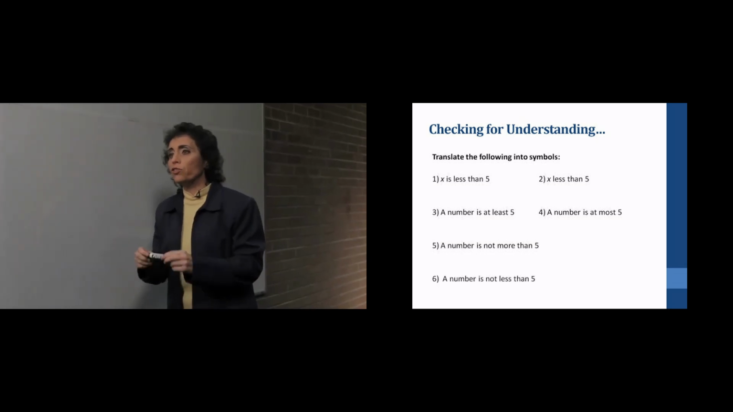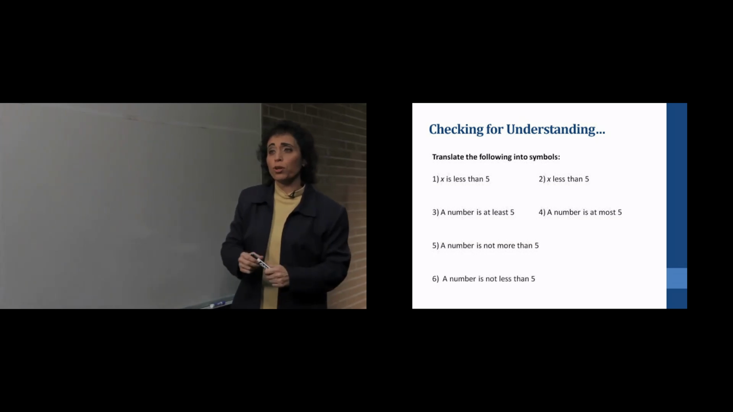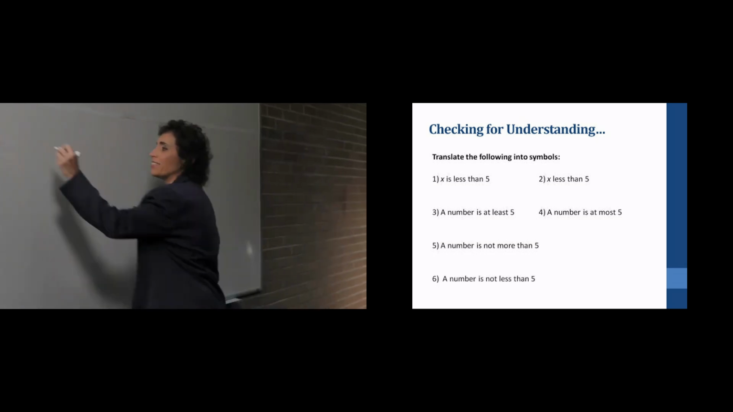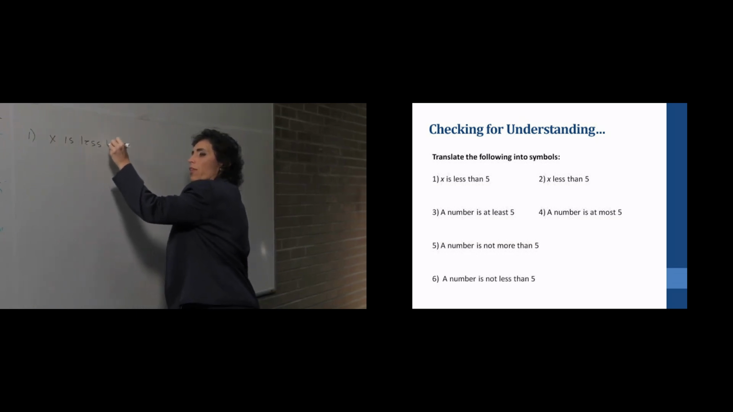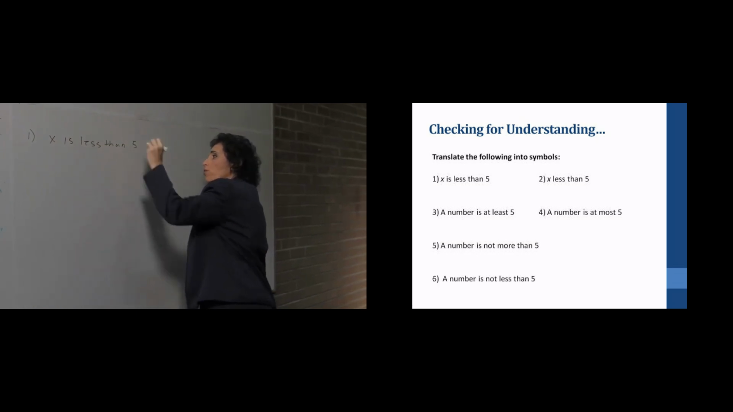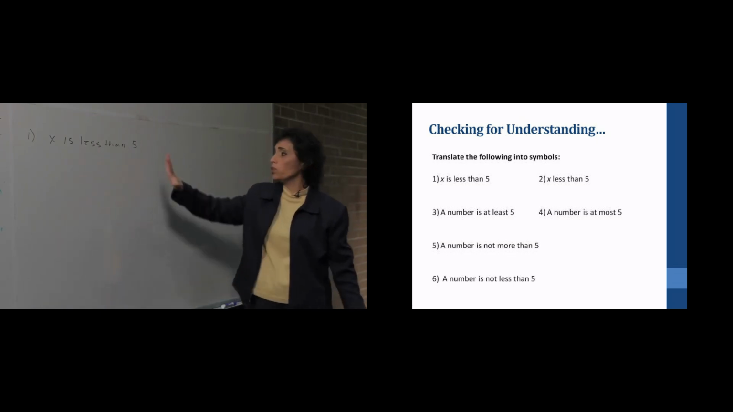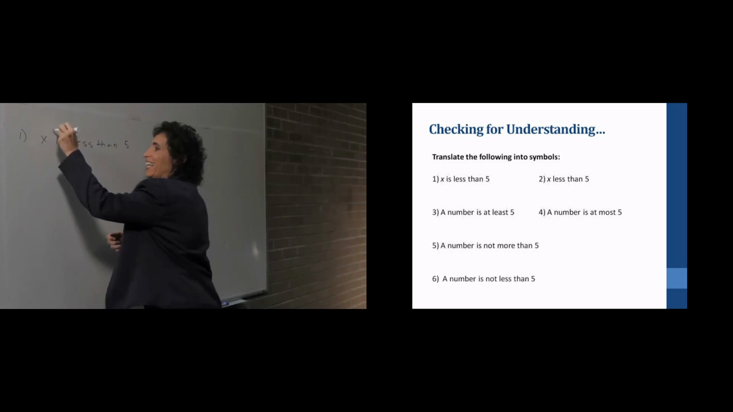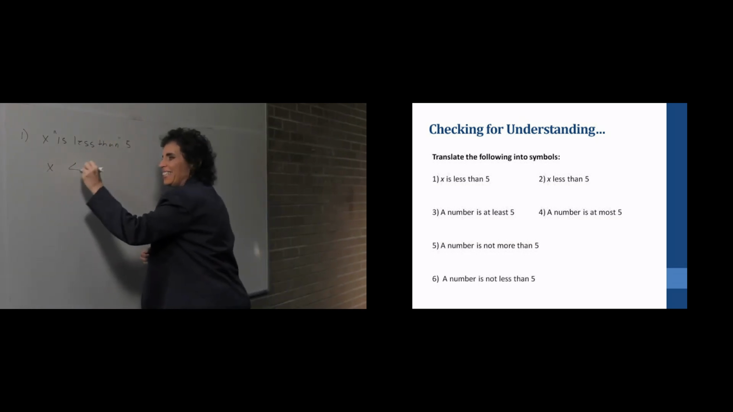So let's translate the following. I'm going to do the first two, and I'm going to ask you to go to your workbook to do 3 through 6. First, it's x is less than 5. If you recall from mod 1, we talked about this. When it says "is less than," that's the symbol. That's the x is less than 5.